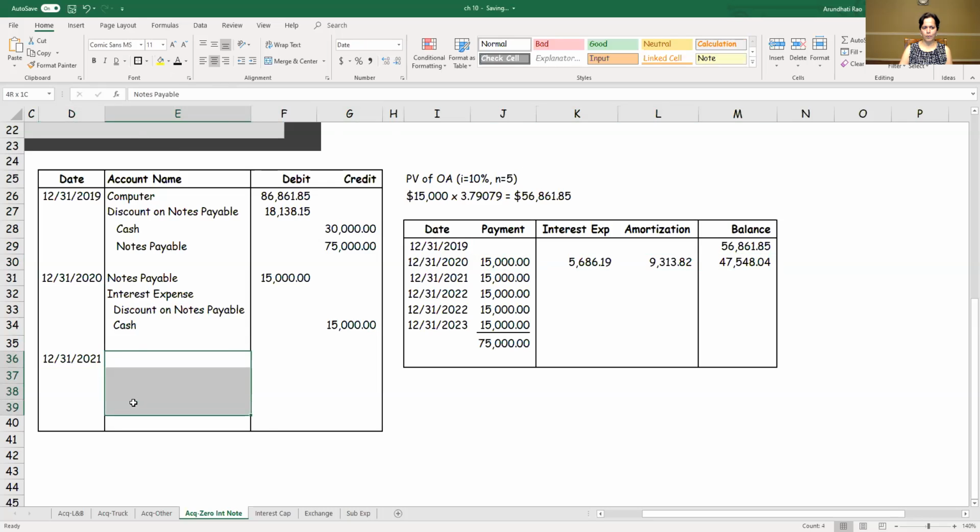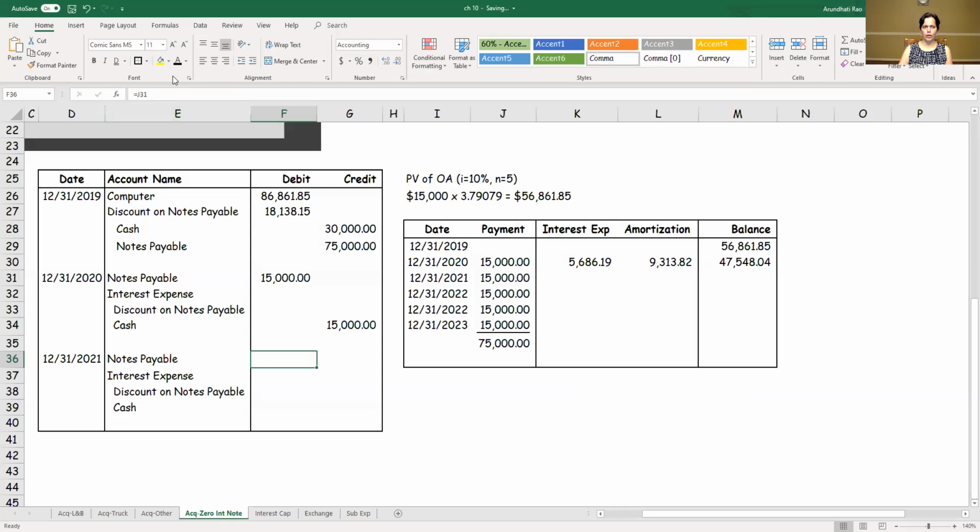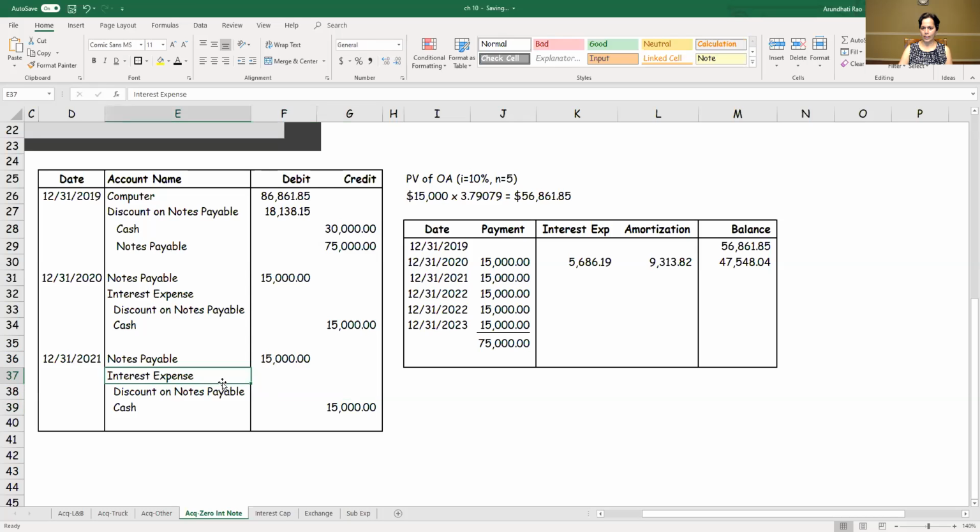Okay, so for the next period, I go to the same journal entry and I pretty much can copy this information down in terms of account names that are debited and credited. What's also going to stay the same is the $15,000 for the note payable and $15,000 for the cash. Now the interest expense, I need to recalculate that number. Okay, how do I calculate it? 10% multiplied by the previous balance.